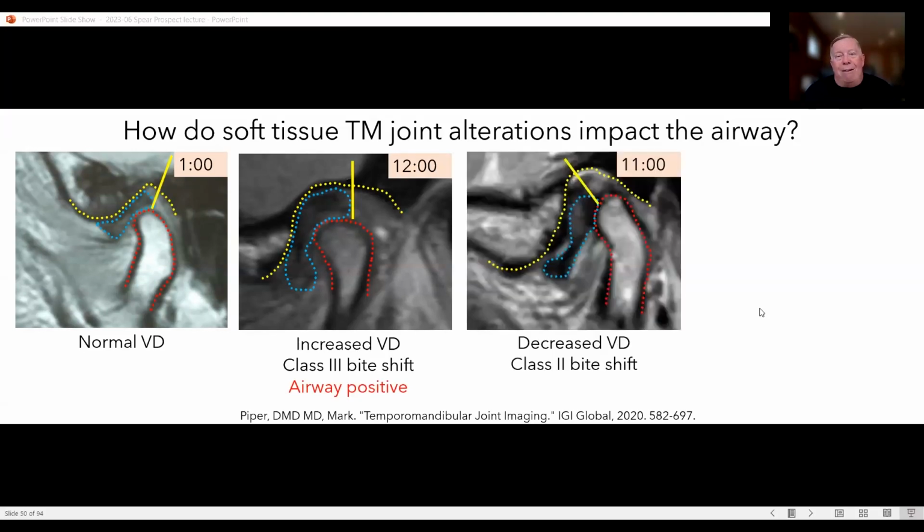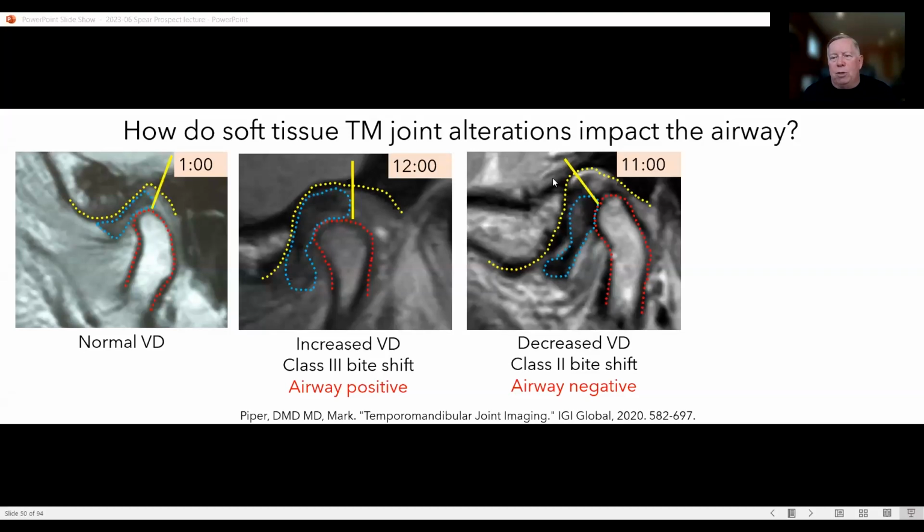Problem is we don't have a lot of those joints. The more common presentations are the 11 o'clock joints. That's a class 2 bite shift, but take a look at the condylar position as well. See how that disc is pushing that condyle back in the joint socket? That's dragging the lower anteriors back, causing a class 2 bite shift, but it's also compressing, moving the whole mandible back, so it's airway negative.